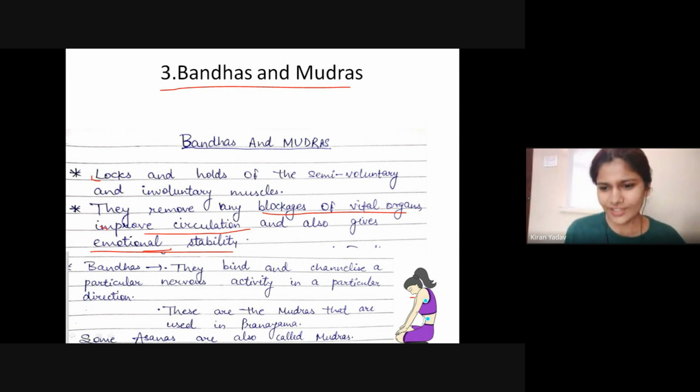These are the mudras that are used in pranayama. So when we do pranayama, for example, we are doing Surya Bhedi, and after 20 rounds of 20 breaths of Surya Bhedi, we apply the bandha, we apply Mool bandha. So when we apply it, we are doing mudra. While we are doing pranayama, we are doing mudra, and this is called bandha. Bandhas are the mudras that are used in pranayama. Some asanas are also called mudras.